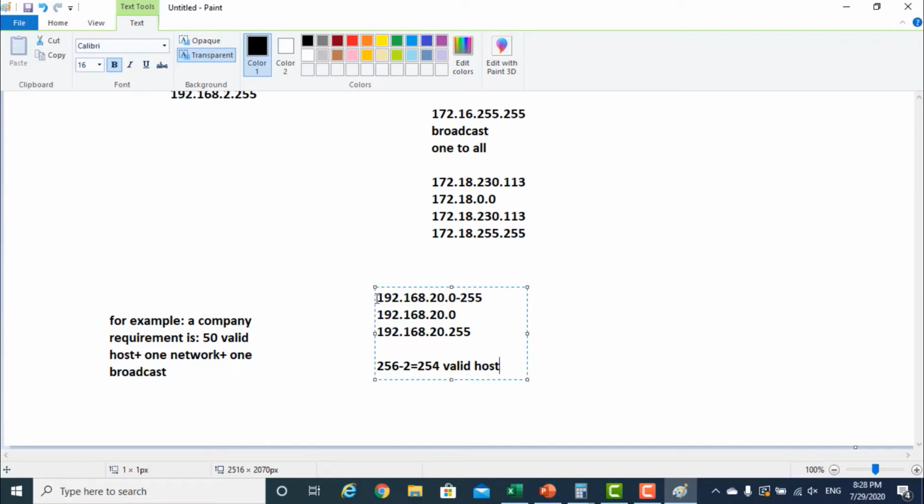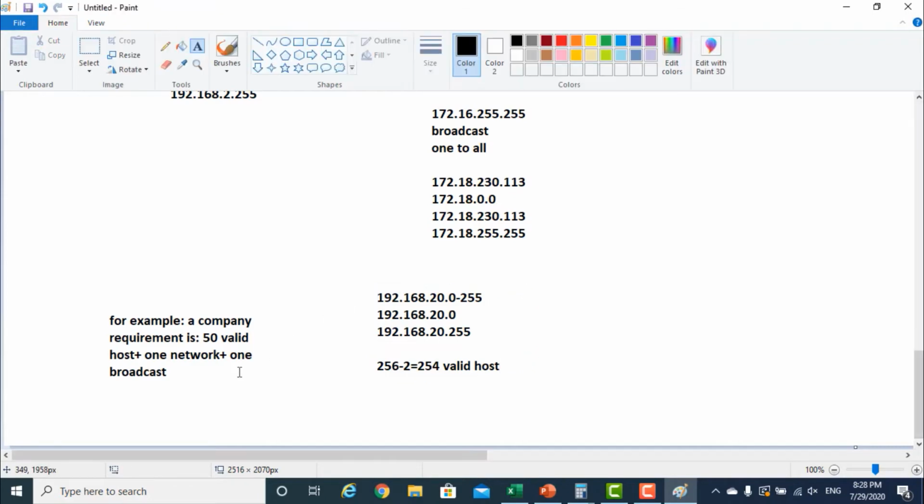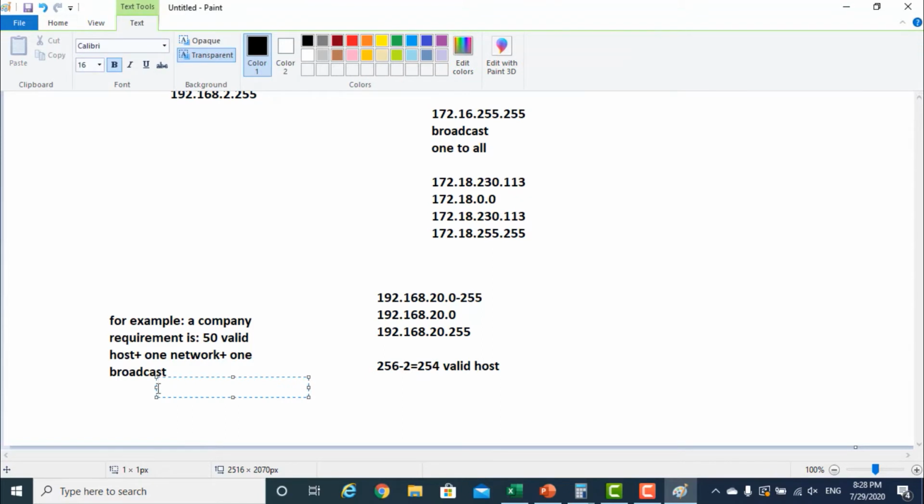These two are not for communication. So when a company's requirement is 50 valid hosts, you should also consider one network and one broadcast. Without these two, we cannot have a network. We should have these two. We should have our network address and we should have our broadcast. So the actual requirement is 52.